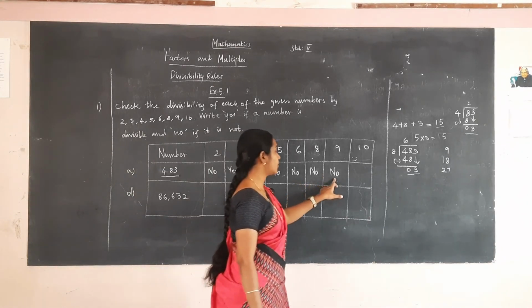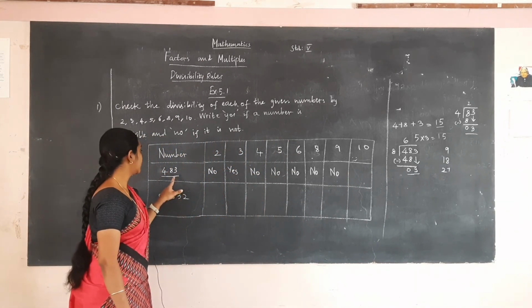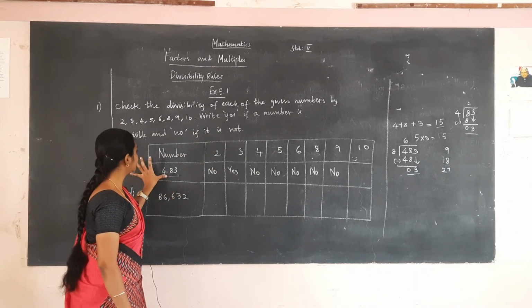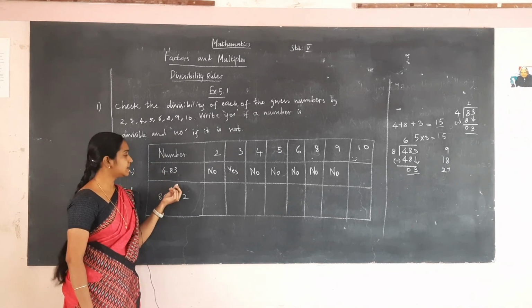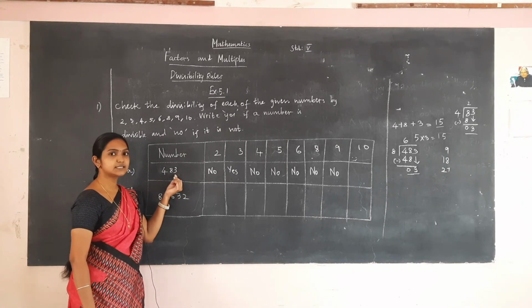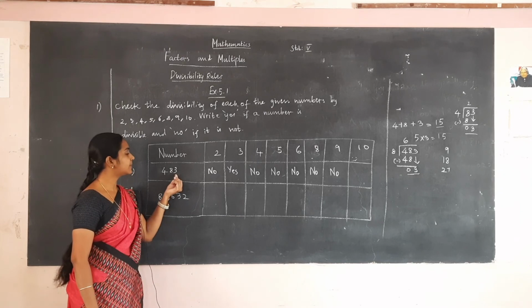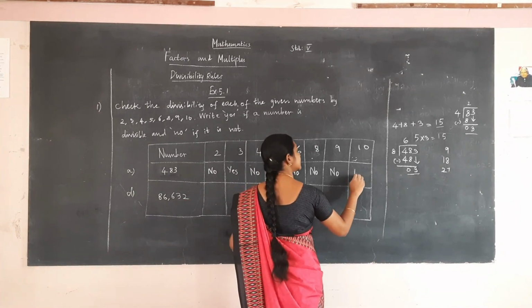So write no. Next, divisibility rule for number 10. The number in the units place should be 0. Then the number will be divisible by 10. Here the number in the units place is 3, so the number will not be divisible by 10. So write no.